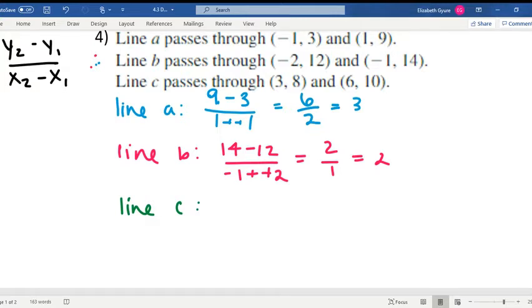Hannah, can you help me with line C? Yeah, 10 minus 8 on top. And then what about on the bottom? Very good. 6 minus 3. And then you'd get 2 over 3. And can you do anything with that?